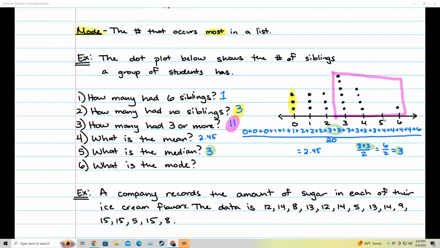Okay. And then the last one, the mode, that's the easiest one. The mode is the number that occurs the most. And in this case, the number that occurred the most was right here. That number would be the number 3.